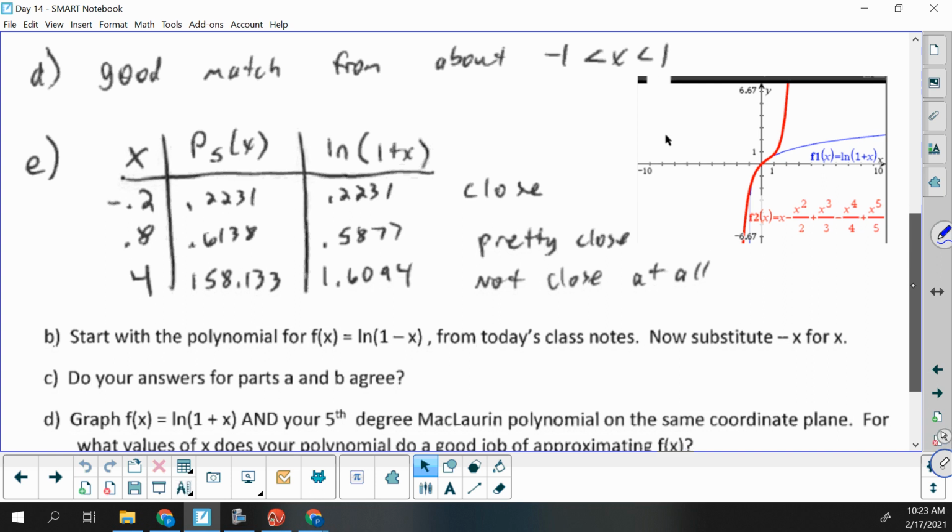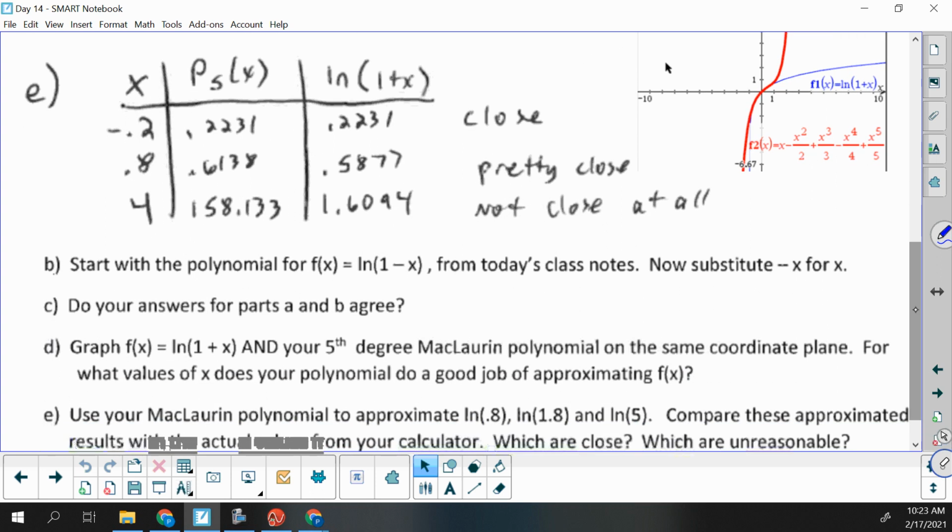To get natural log of 0.8, we're really putting in negative 0.2 to natural log of 1 plus x. And then we would have 0.8 for 1.8 and then 4 for 5. So notice it's pretty close for the negative 0.2 and the 0.8, not really close at all for 4. And that goes with the idea that our Taylor polynomials, they are good approximations near the center. As you move further away from the center, it is not as good of an approximation.